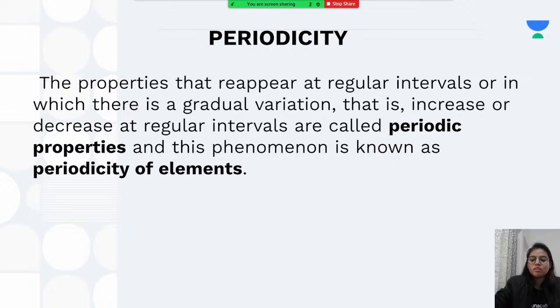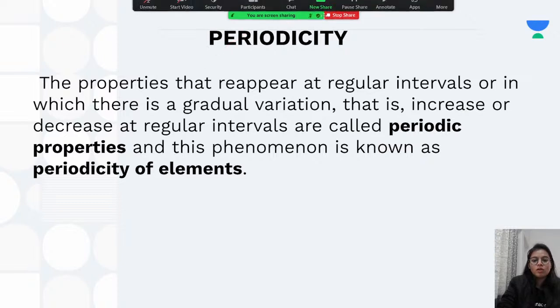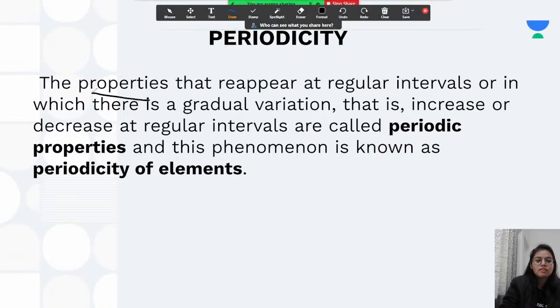From now on we will focus on periodicity and the periodic properties. So what do we mean by periodicity? It is the appearance of properties at regular intervals. We will see a kind of regular repetition of various properties, and that is nothing but periodicity.